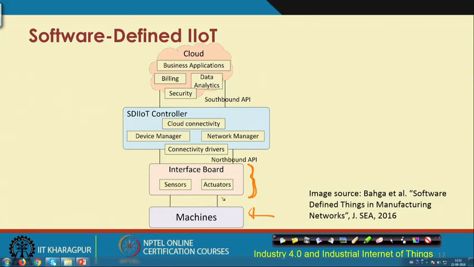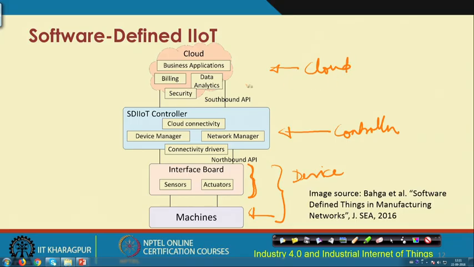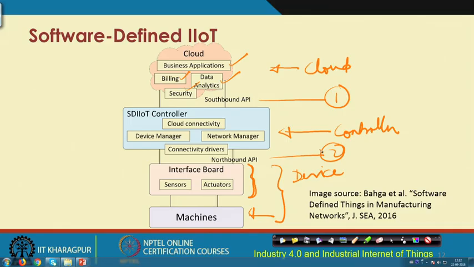And then you have this controller; these are basically your device layer, this is your control layer, controller, and then on top you have the cloud which caters to the business applications, business logic, pricing, billing, analytics and so on, security and so on. So, this particular API is your southbound API over here, and this is your northbound API. So, these 2 APIs are over here catering to these different requirements.